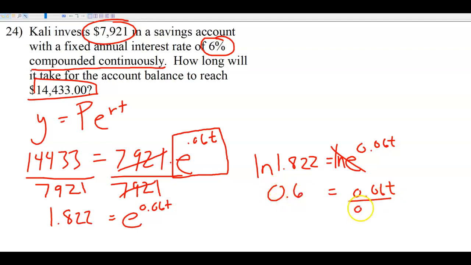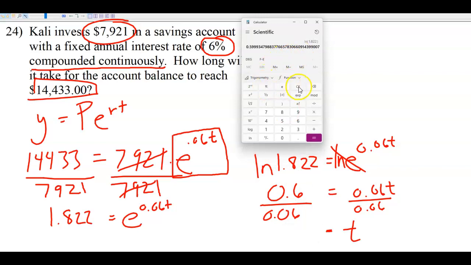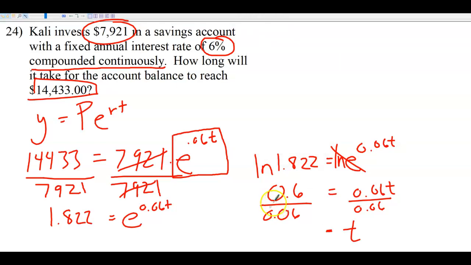And then we divide both sides by 0.06. And I think we're going to find out that that's 10 if I'm not mistaken, but I'll check just to be sure. And there it is. So that one comes out to be 10.